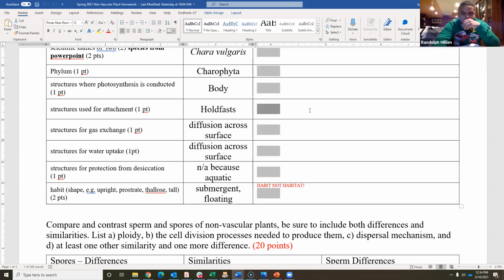Stomata. Correct. Now, when you say stomata, specifically mention what part or what life history stage contains stomata, right? We are talking about mosses, so you have to specifically mention stomata of the sporophyte. That way, when the exam comes, you will not forget these things. Structures for water uptake.